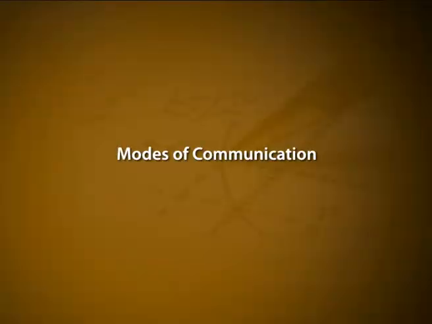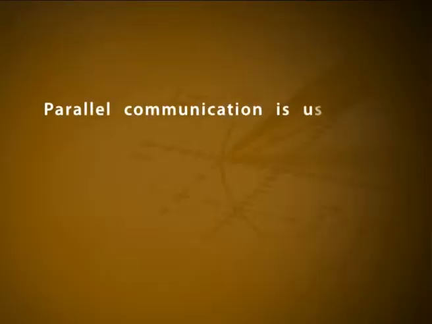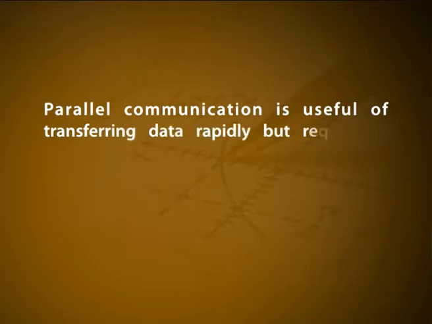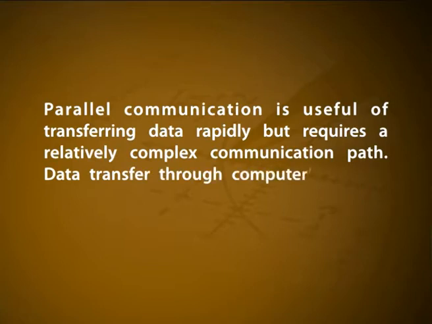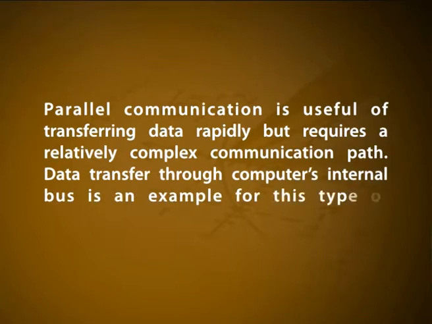Modes of communication. Communication between computing devices is handled over two types of path: parallel and serial. These refer to the manner in which signals are transferred from one to the other. In parallel communication, several signals are transferred at the same time using separate lines. Parallel communication is useful for transferring data rapidly but requires a relatively complex communication path. Data transfer through the computer's internal bus is an example of this type of communication.